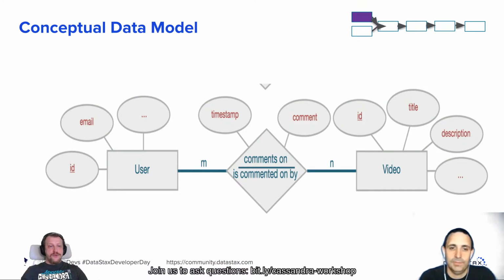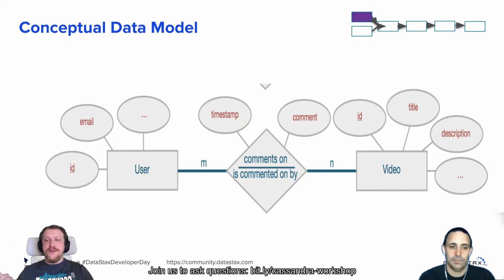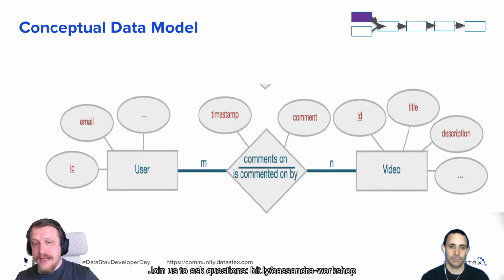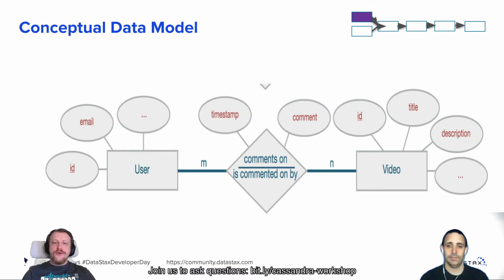We have entity user. Every user has ID, email, and some more properties. We also have videos. Every video has ID, title, and description, and some more properties. And a user can comment on a video, and a video can be commented on by a user. Every comment has a timestamp of when it happened and text, the exact comment itself.